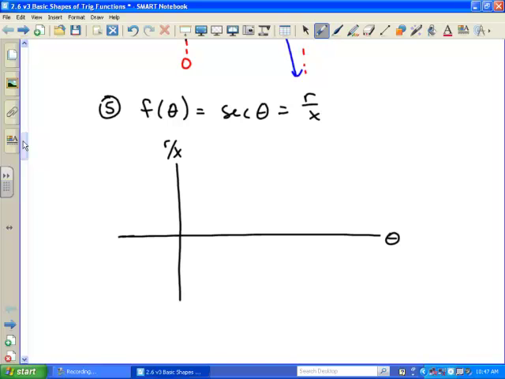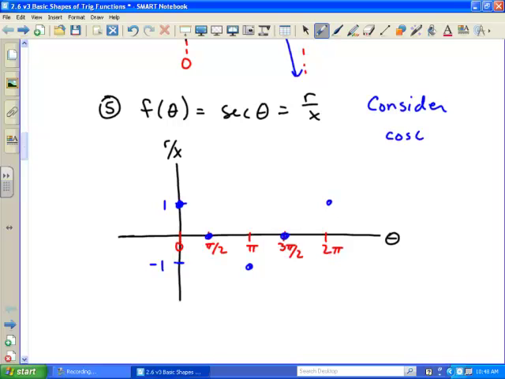Okay, for cosine, the highest point I'd have is 1, the lowest point I'd have is negative 1. The quarter points are 0, pi over 2, pi, 3 pi over 2, and 2 pi. The basic shape for cosine is I would have a point at 1, at 0, at negative 1, at 0, at positive 1.